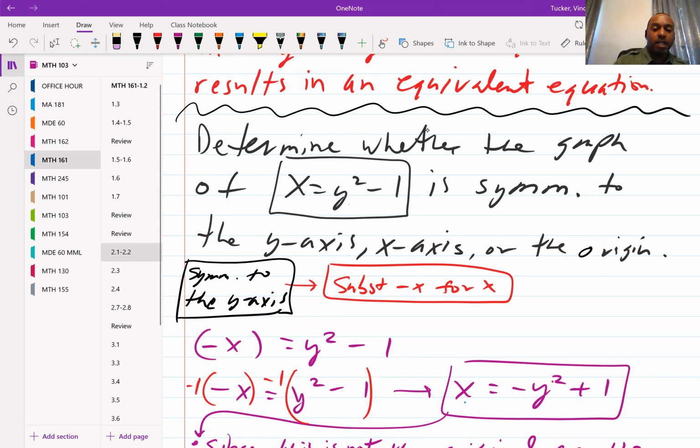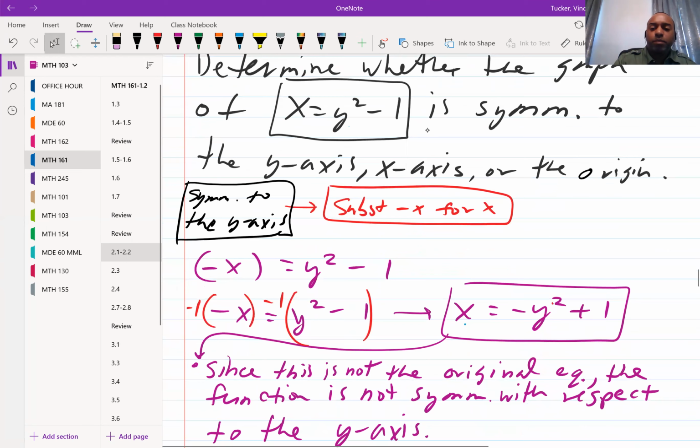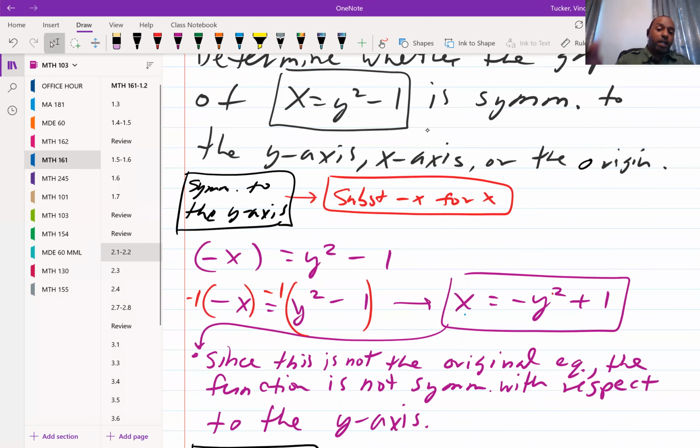So I multiply both sides by negative 1, and I have x equals negative y squared plus 1. You multiply negative 1 to both sides because once again, I want x equals. What is x equal to? And I notice I have negative y squared plus 1. So since this is not the original equation, the function is not symmetric with respect to the y-axis. I would need this right here to be exactly what this is in order for it to be considered symmetric.